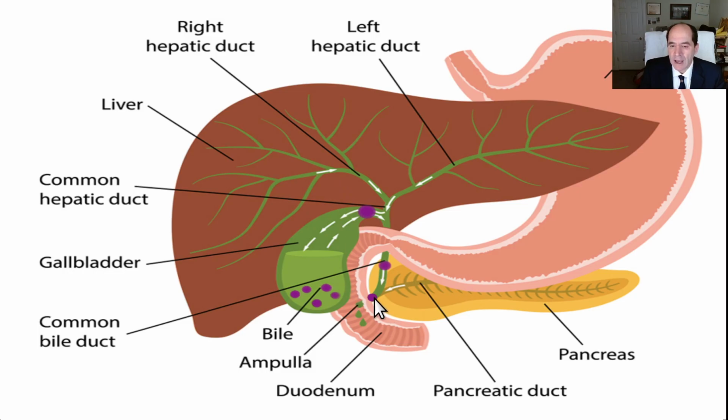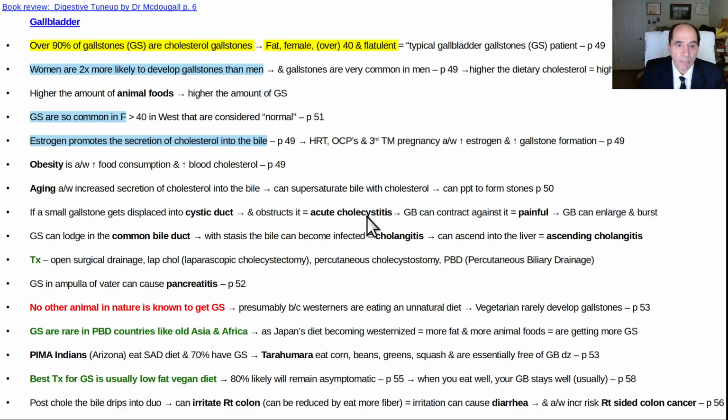If the stone should lodge in the distal common bile duct, where it becomes the ampulla, that can also block pancreatic outflow and cause pancreatitis. So anyways, just wanted to give you a sense of the anatomy, showing you the pictures. Now we'll get into the text of the book.